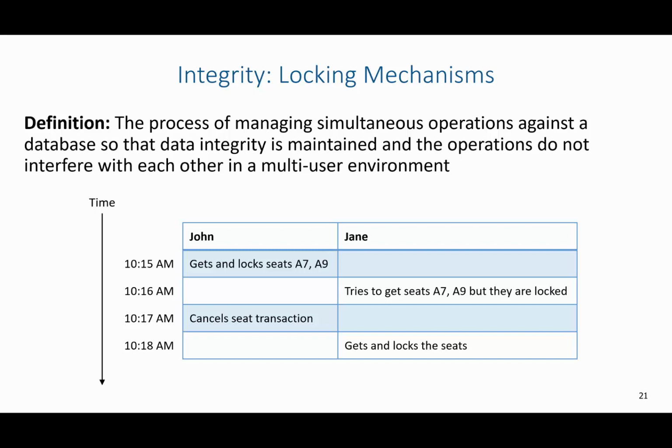Jane, if she comes in and sees that they were initially available and tries to get those seats A7, A9, but John got them first, Jane would see that they are now locked. Now, if John cancels the seat transaction, the seats would be unlocked and Jane could then get and lock the seats.